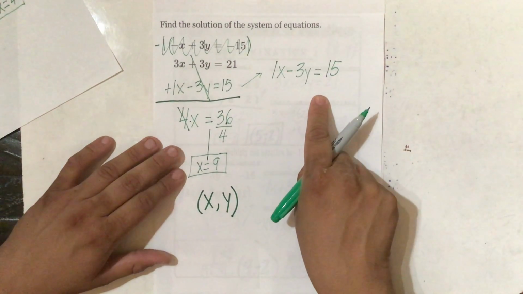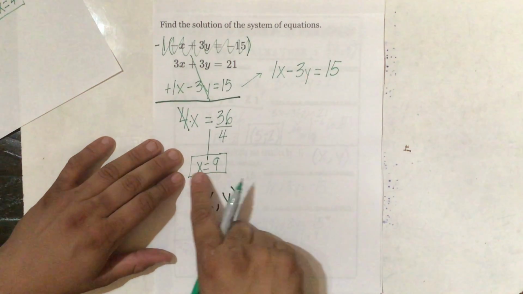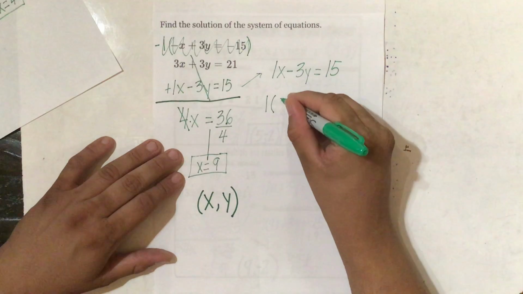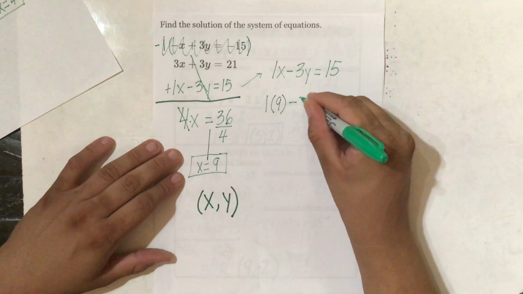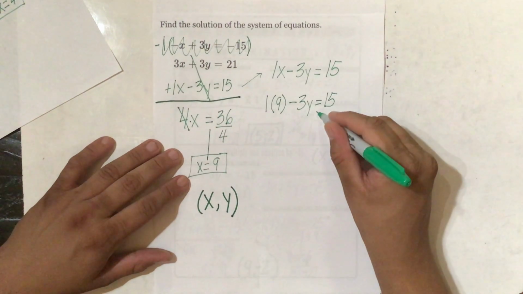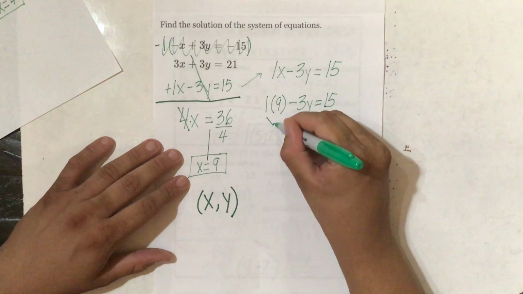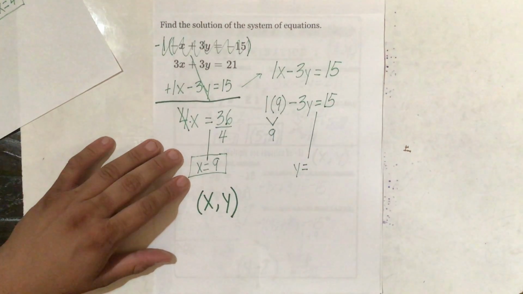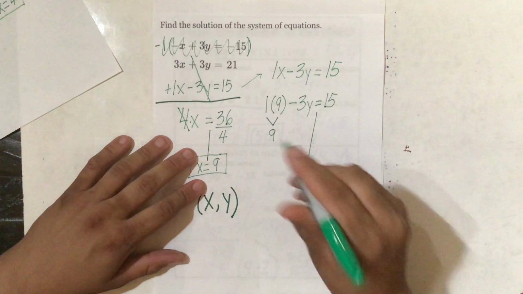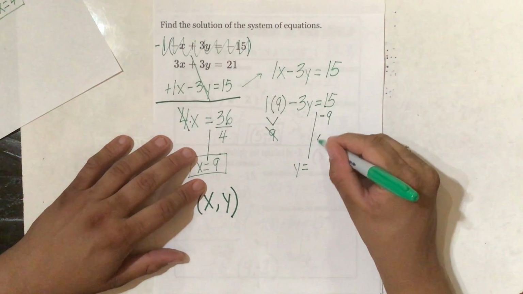So step 3 says plug in known variable. Well, I know x is equal to 9. So if x is equal to 9, I'm going to put 9 right there where x is. So 1 parentheses 9 minus 3y is equal to 15. So I'm going to draw my line of separation here. My goal is to get y by itself. 1 times 9 is 9. I'm immediately going to bring that positive 9 over to 15. So the opposite of positive 9 is minus 9. 15 minus 9 is 6.